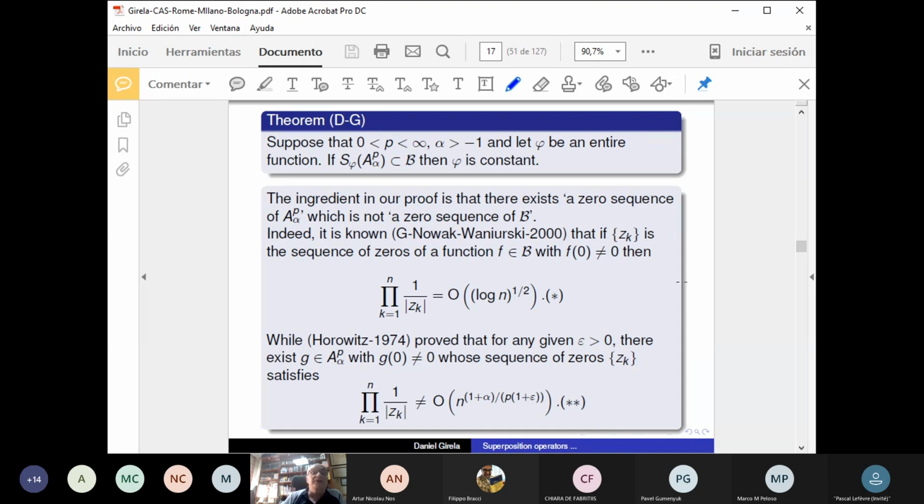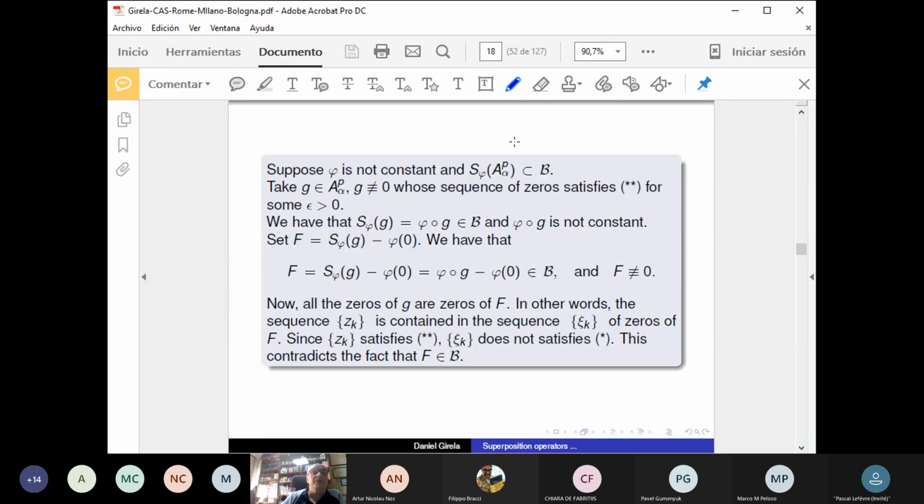And so this is actually the ingredient that we need to prove this theorem, because what we do is the following. Suppose that we have an entire function phi which is not constant, and S phi of A^p_alpha is inside the Bloch space B. Then I take the function g in A^p_alpha that I mentioned before, not identically zero, whose sequence of zeros is not the sequence of zeros of any function in the Bloch space. Since we are assuming this, then S phi of g is a Bloch function and is not constant. Then we subtract f of 0, and we get a function which is in B, and all the zeros of g are zeros of it. But this is impossible because that sequence could not be the sequence of zeros of a function in Bloch. So this is the idea.